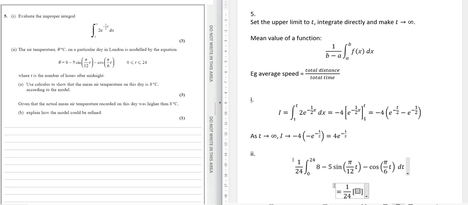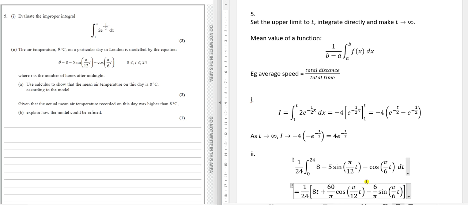Again, the marks are given for recognizing what to do with the mean value of a function rather than giving you a horrible integration to have to work with. So 8 becomes 8t, sine integrates to negative cos, so I'm going to get a plus 5 cos pi by 12t. It stays the same, the frequency is going to remain the same, but we need to divide by the derivative of pi by 12t. So we're multiplying by pi by 12, multiplying by 12 over pi, that's where we get 60 over pi from. And then a similar thing will happen here, but cos integrates to sine, so it still remains negative pi by 6t, and then we'll have 6 over pi in front.